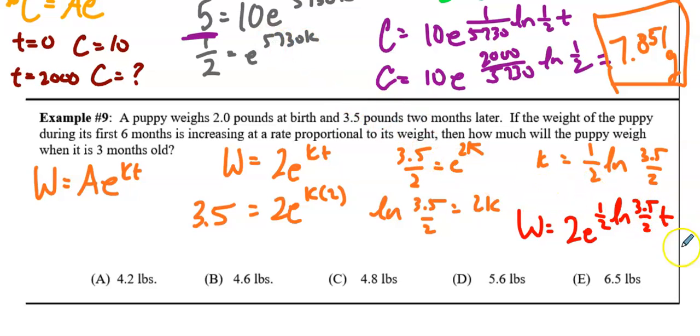And then all we have to do here, ladies and gentlemen, is plug in 3 for t. And we're going to plug this into our awesome little calculator, and we're going to get that this answer is 4.6 pounds. All right, so there we go.